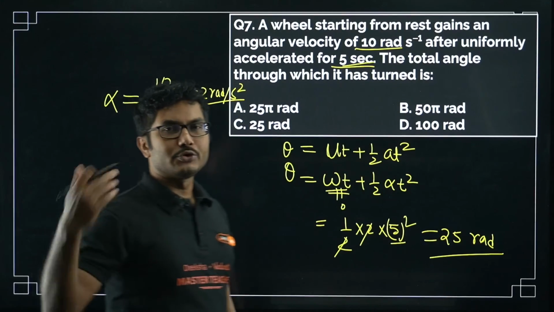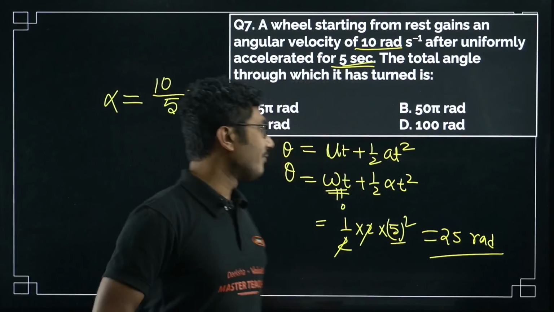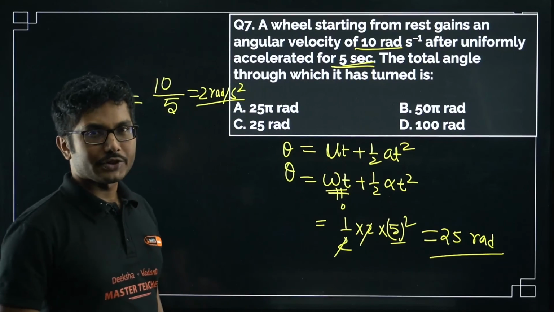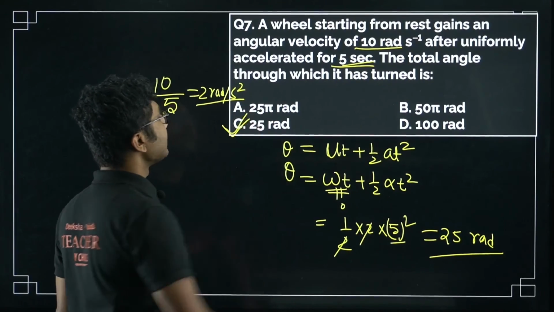Same formula you can use for rotational motion as well, only everything has to be in the rotational dynamics. Okay, so 25 radian is the answer for this question.